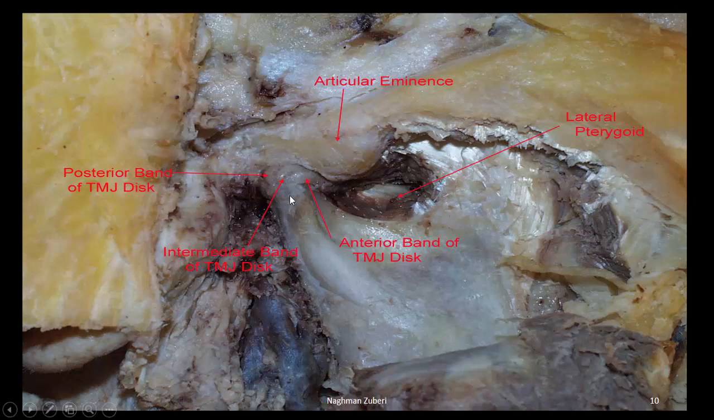And this is the condyle. It is fitted over the condyle. This is lateral pterygoid or external pterygoid muscle. It pierces through the disc in order to gain attachment at the pterygoid fovea. So this area of the disc is quite weak because it is being pierced by the muscle. This is the articular eminence.